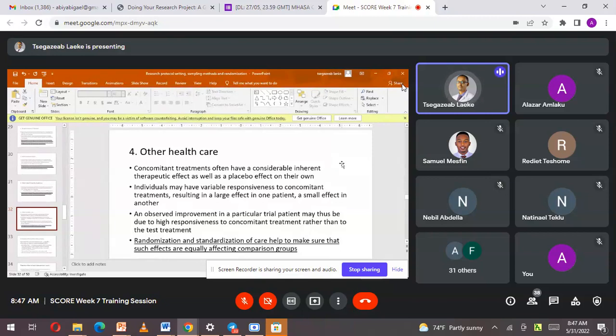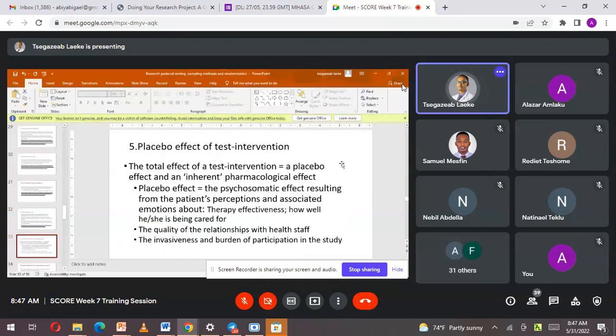So randomization helps you to really distribute all these factors, both in the treatment and in the control group, and all these things. It helps all these things to happen by chance.